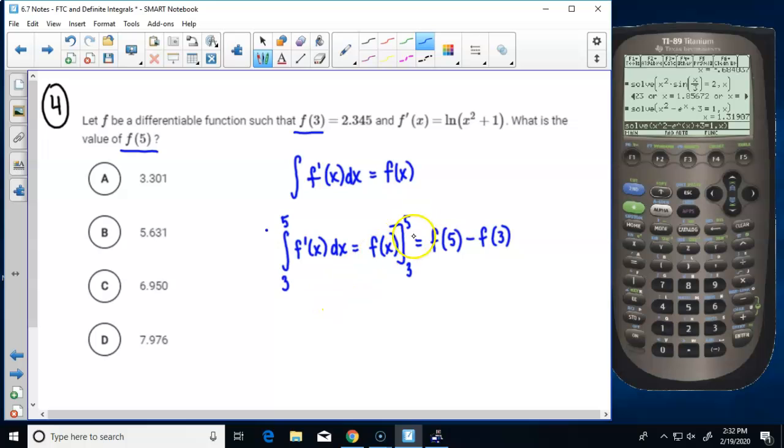So I'm going to get rid of this middle part right here. It's a notation we don't really need right now, but we might need when we get to the more difficult problems. So the integral from 3 to 5 of f prime of x dx is going to equal f of 5 minus f of 3. We know what f of 3 is. It's given to us, right? So I'm going to write f of 5 minus 2.345.